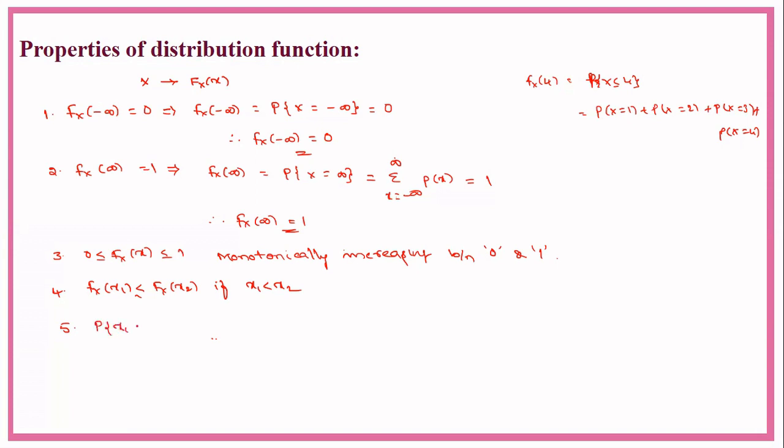And the fifth property. This is a very important property to solve different problems based on the distribution function. Probability of x1 less than x less than or equal to x2 is equal to Fx of x2 minus Fx of x1. Now we need to prove this. So I am going to write the function again: probability of x1 less than x less than or equal to x2 equals Fx of x2 minus Fx of x1. A very important property.